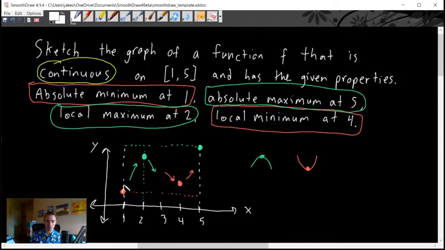We really just need to make a continuous line that connects all the dots that we've gotten here, creating local maximum and minimums where we need it, and then an absolute maximum and minimum where we need it as well. So we have our absolute minimum, our local maximum, our local minimum, and then our absolute maximum, exactly where we had these properties that told us where those were going to be. Okay.